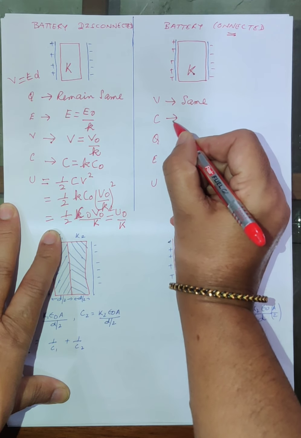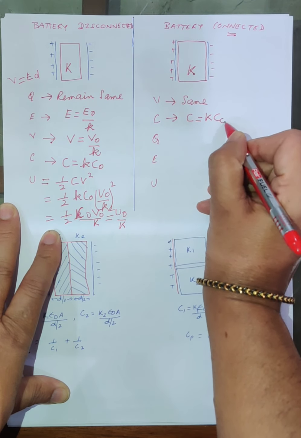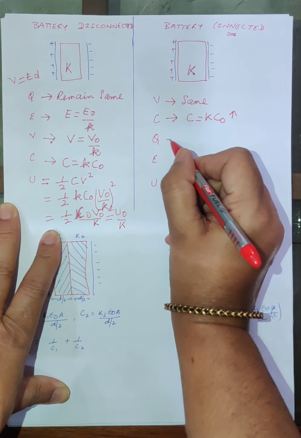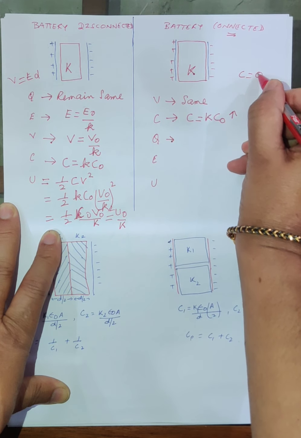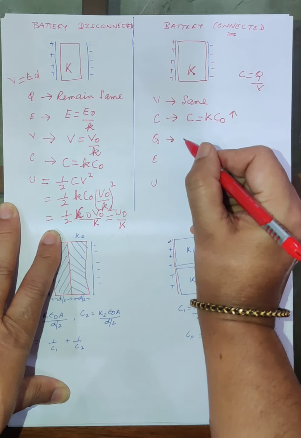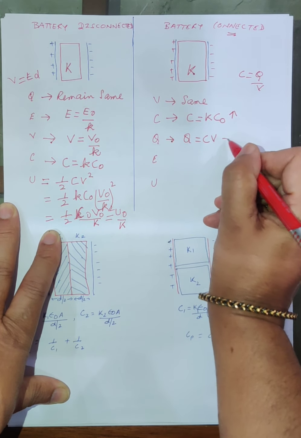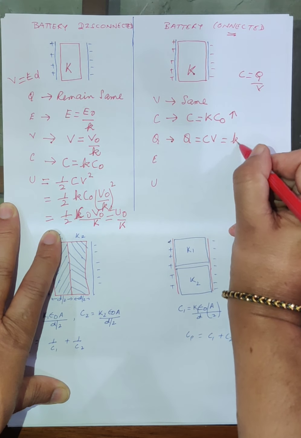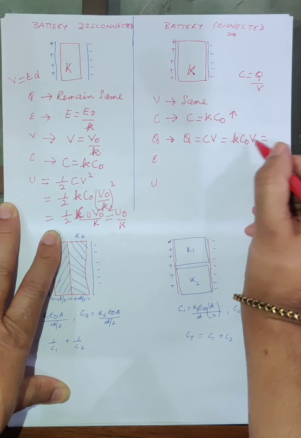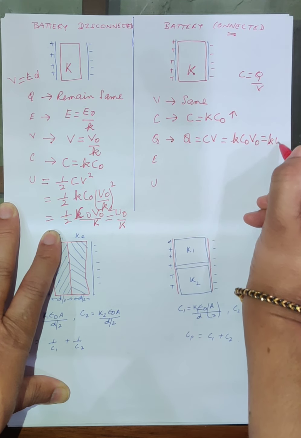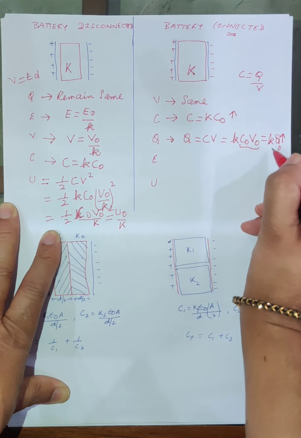What will happen to the capacitance? I told you just now, my capacitance will increase: C will be equal to K times C naught. Now what will happen to charge? You know that C is equal to Q by V, so Q is equal to C into V. C becomes K times C naught, and V remains the same, that is V naught. So my charge Q will become K into Q naught. That means my charge will increase. C naught V naught is Q naught.